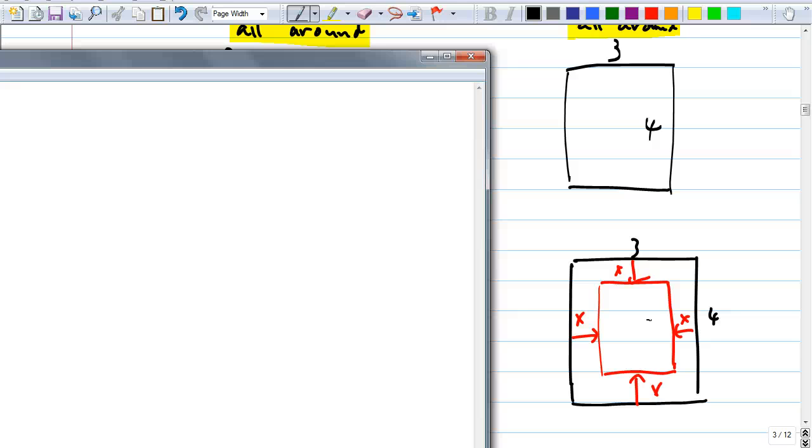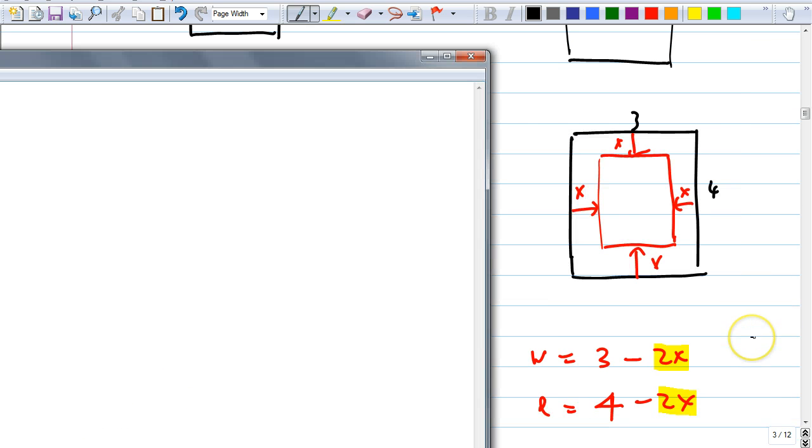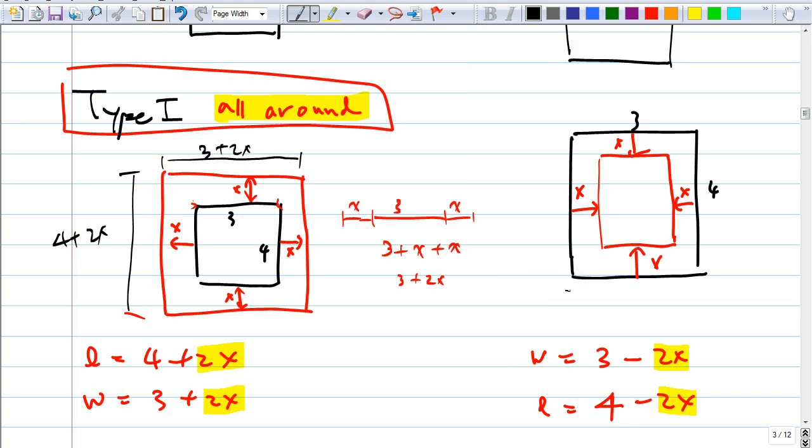And how do we know that we're supposed to subtract from both sides? Because it said all around. Do you see the difference? This is the right way. You should have put down the width equals 3 minus 2x, and then for the length 4 minus 2x, right? Raise your hand if you got both of these right. For the first one, it is 4 plus 2x and 3.